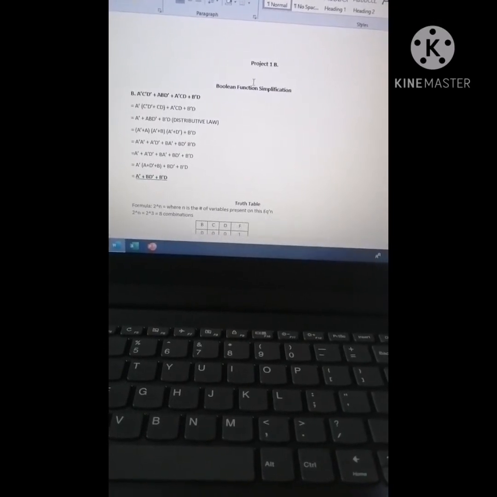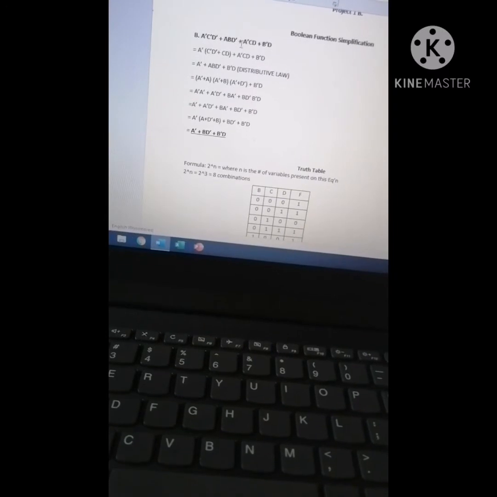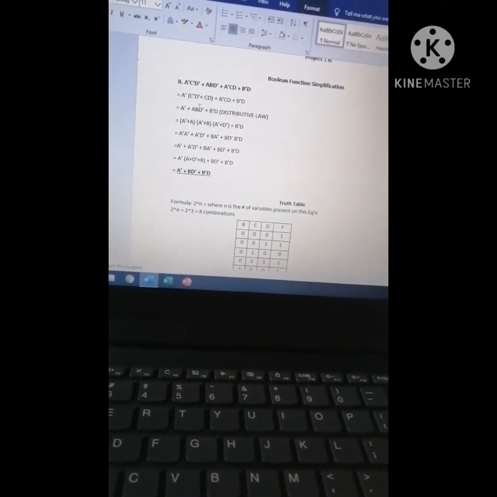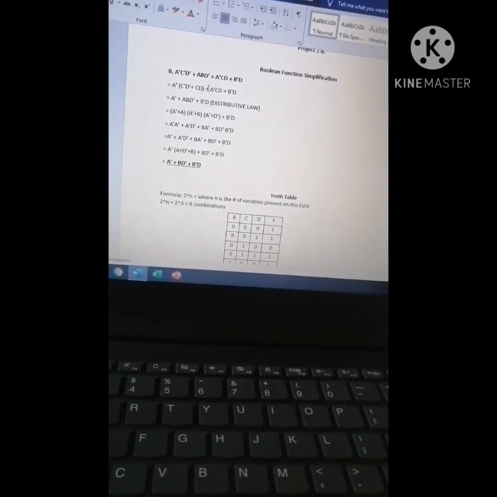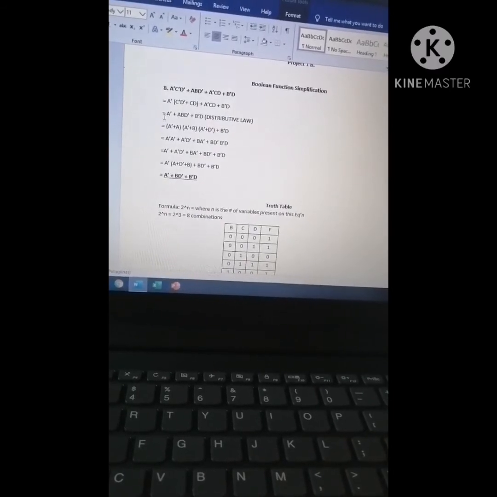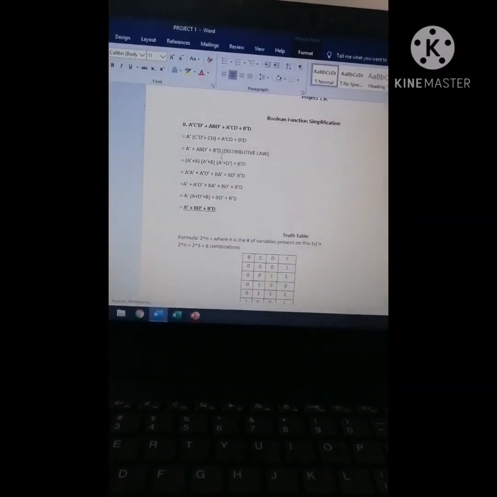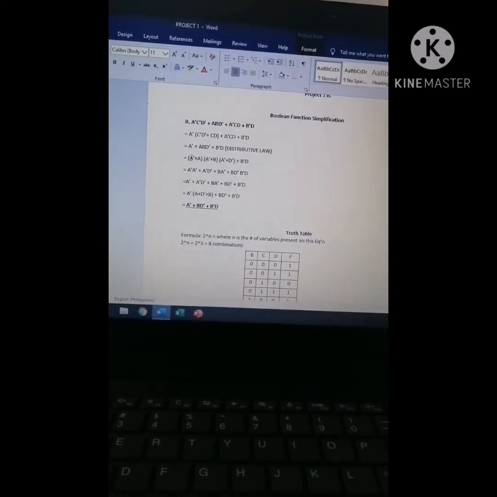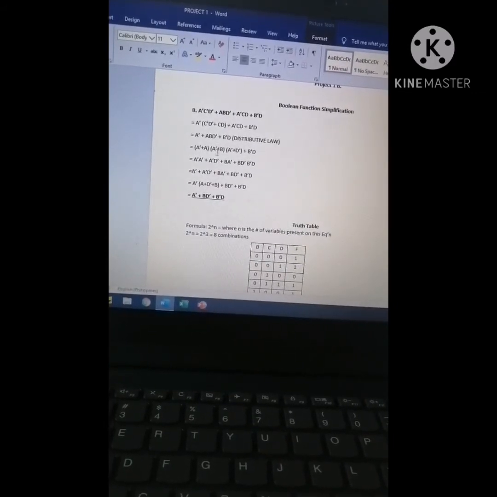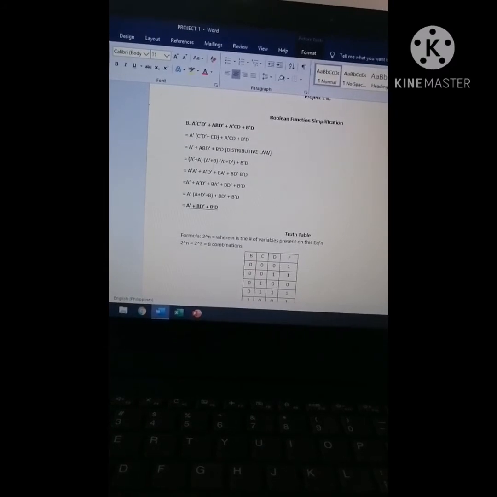In project B: A bar C bar D bar plus A B D bar plus A bar C D plus B bar D equals A bar times C bar D bar plus C D plus B bar D, equals A bar plus A B D bar plus B bar D, by the use of the distributive law, equals A bar plus A, which cancels, plus A bar plus B times B bar plus D bar plus B bar plus D.